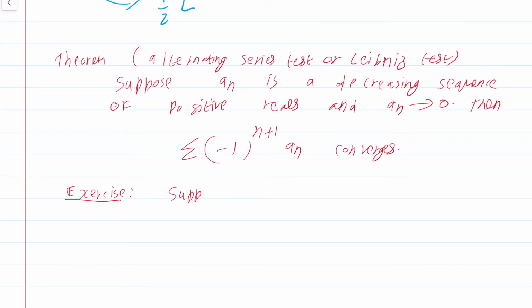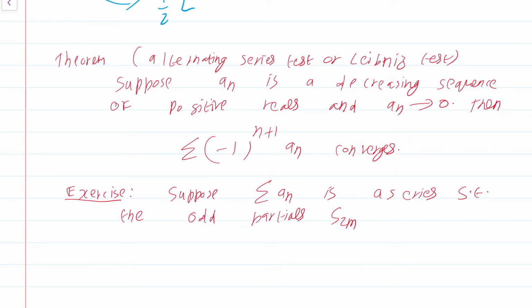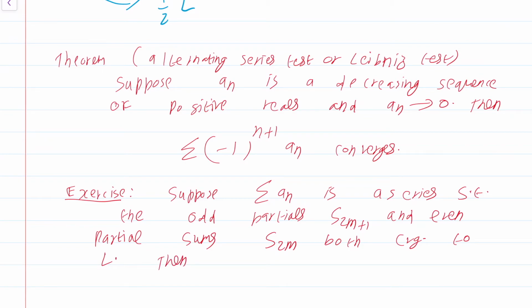Suppose a_n is a sequence, and suppose, let me just change it slightly, suppose summation a_n is a series such that the odd partial sums S_{2m+1}, and the even partial sums S_{2m}, where I'm just taking the partial sums of an even number of terms collected together, both converge to L. Then summation a_n equals L.